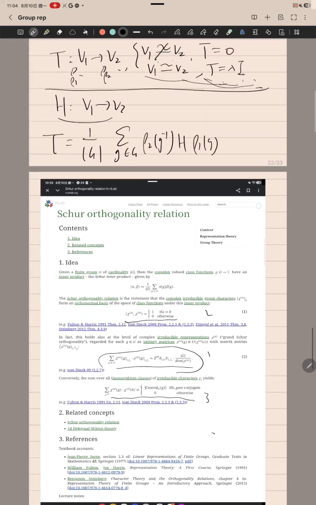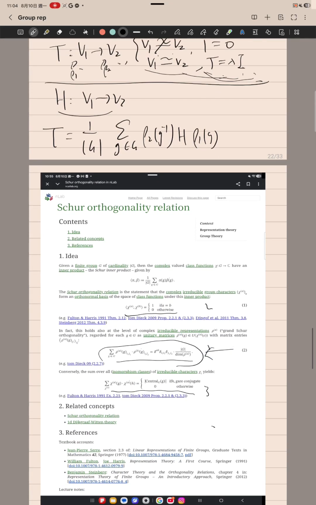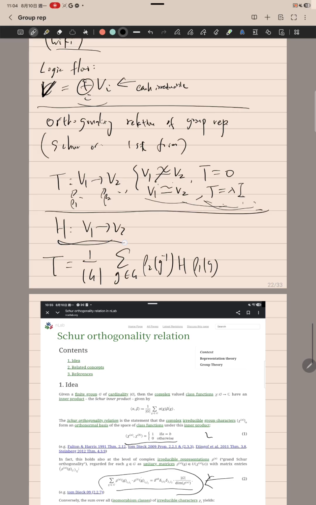Okay, so the key tool to prove this grand orthogonality is, given any linear transformation H, that I form this T as 1 over |G| times the sum over G of rho_2(G inverse) H rho_1(G). So the claim is that T is G-linear.